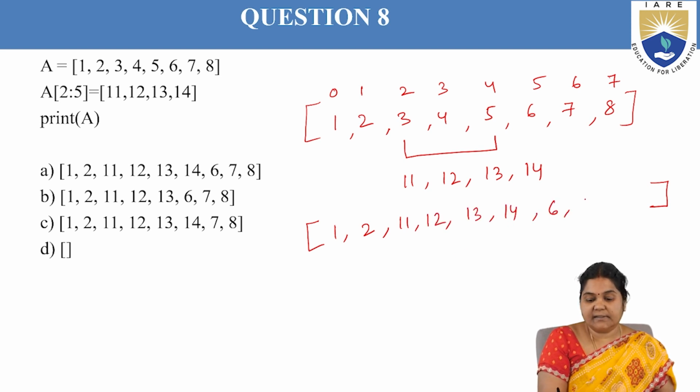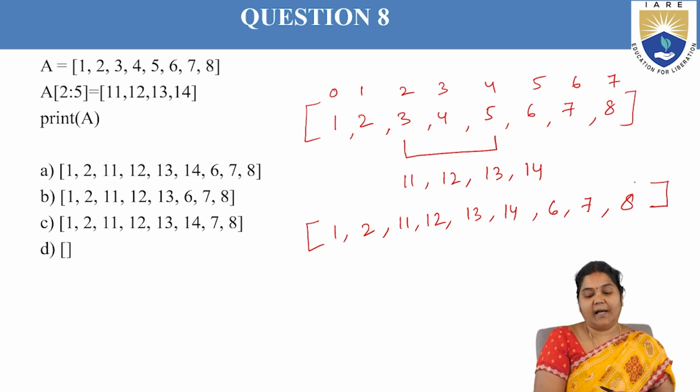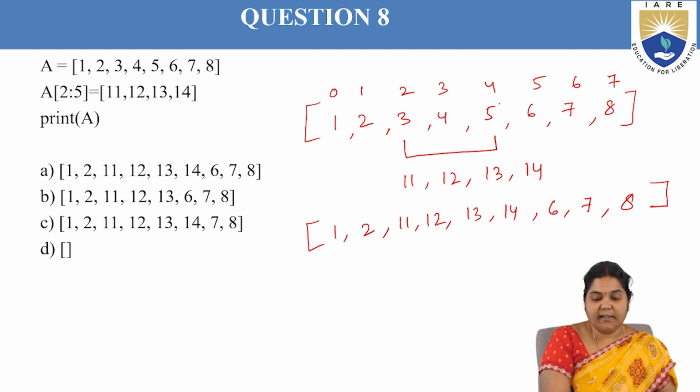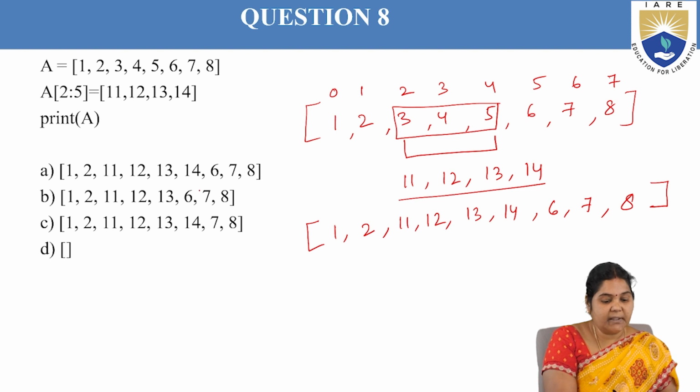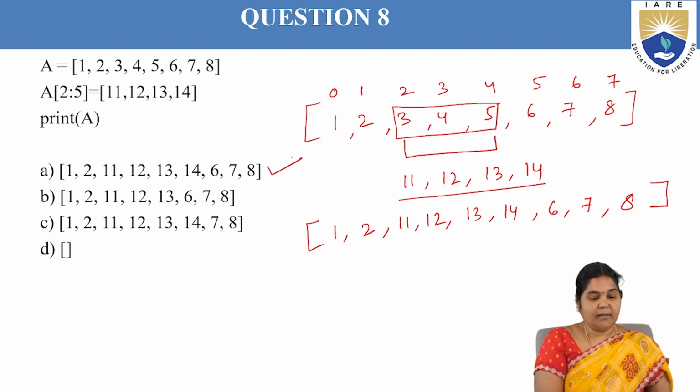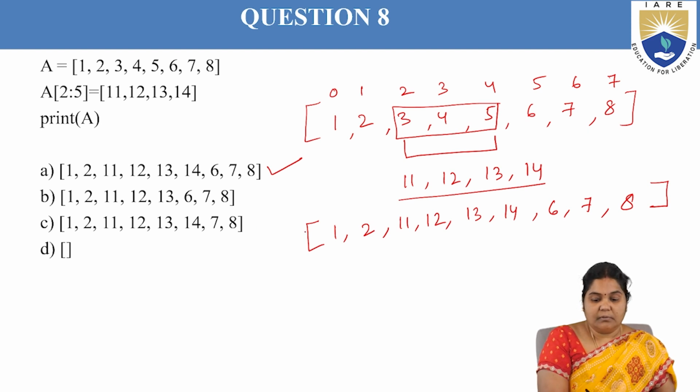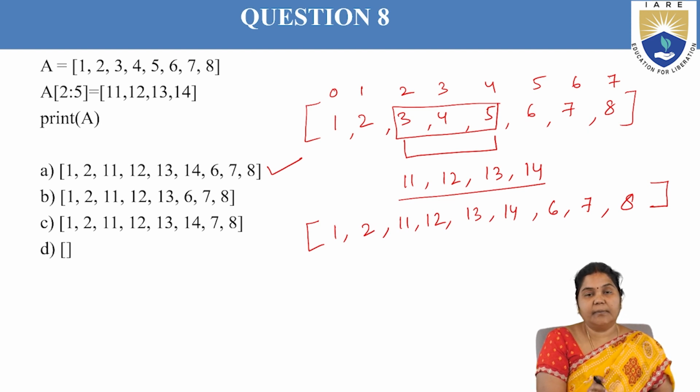And then 6, 7, 8 will be as usual. So this 3 will be replaced with these 4 values 11, 12, 13 and 14. So what will be the correct answer? Correct answer will be the first one. Okay. So this is the way a particular piece or slice of a list can be replaced with some other value. So this is what is going on.